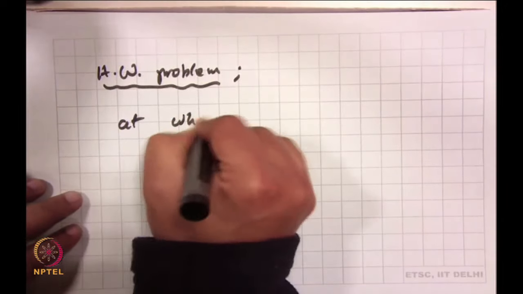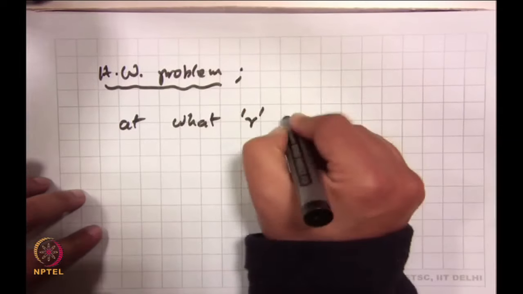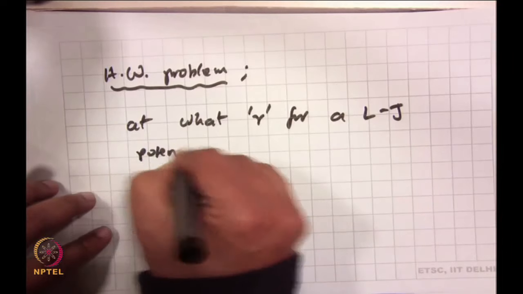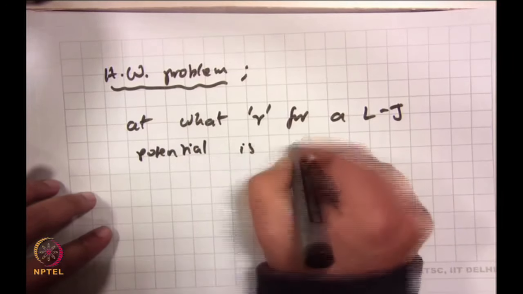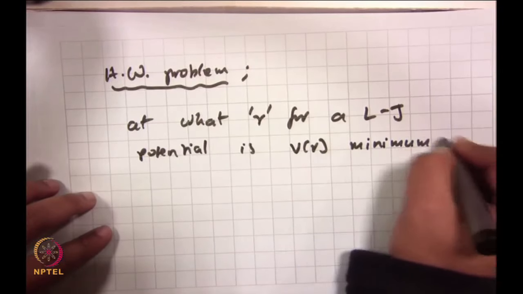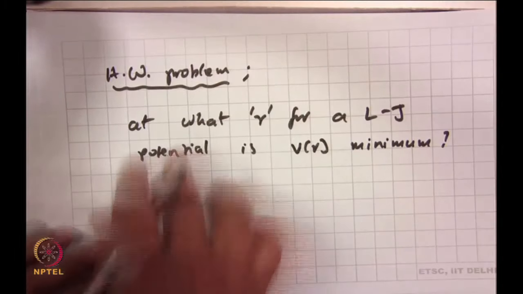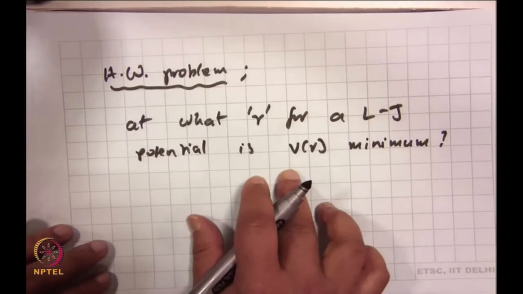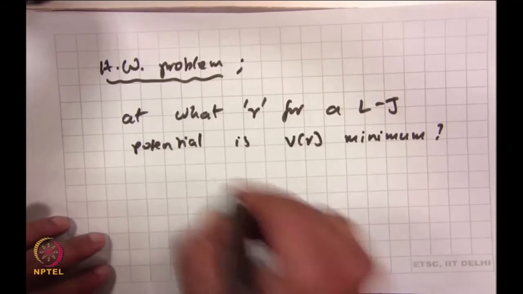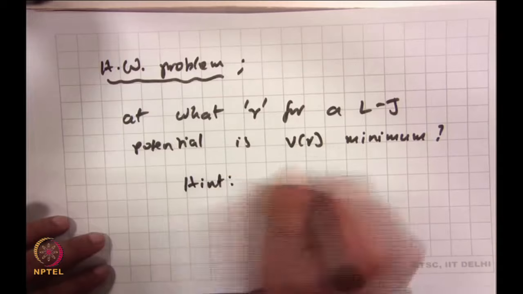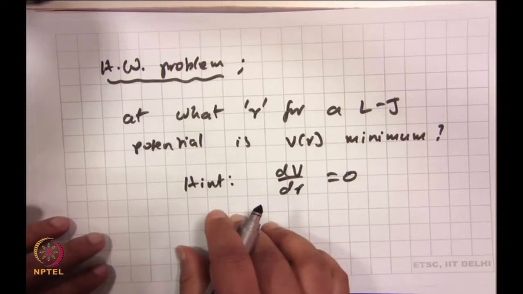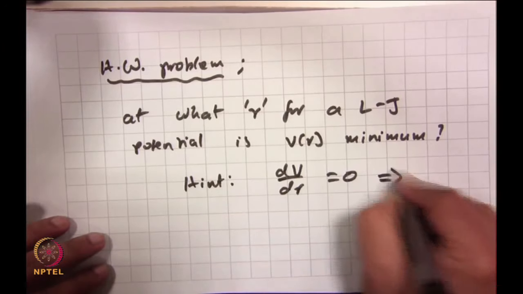At what r for a Lennard-Jones potential is V of r minimum? That means your potential is minimum, right. So, essentially the hint is you do dV of r by dr equal to 0 and then express r in terms of sigma. Okay. That is what you will have to do.